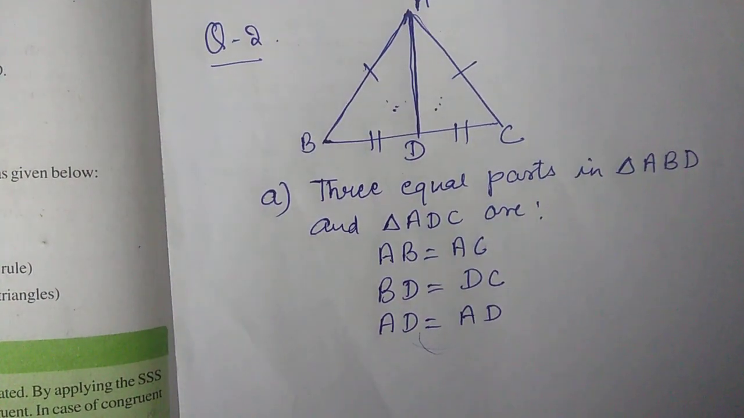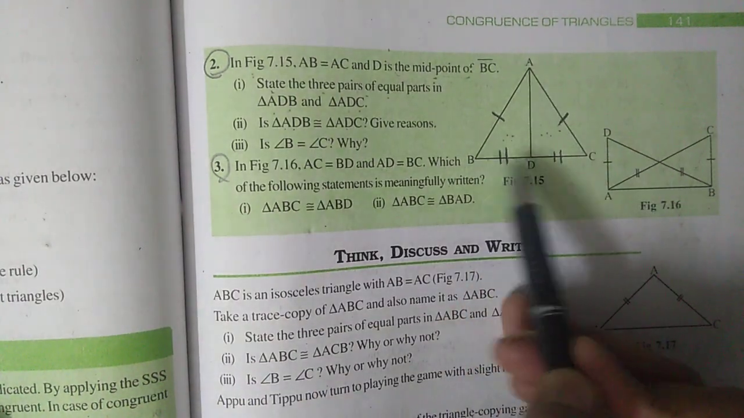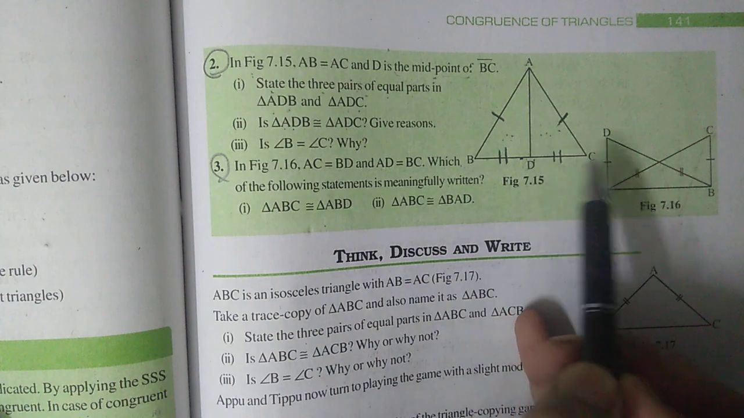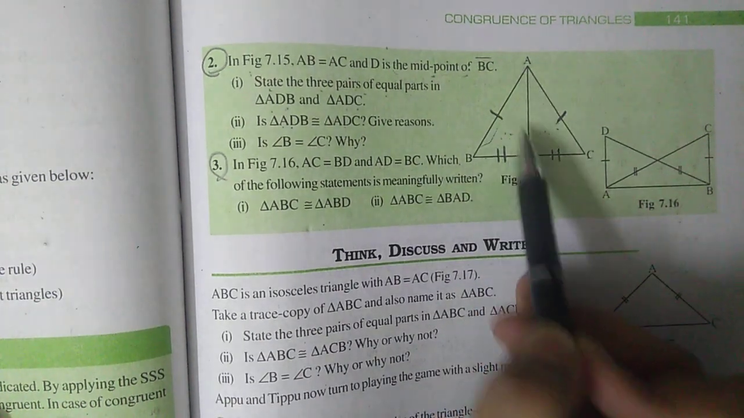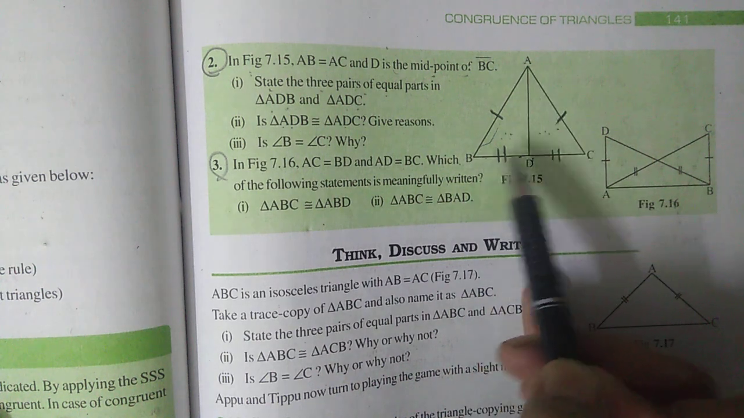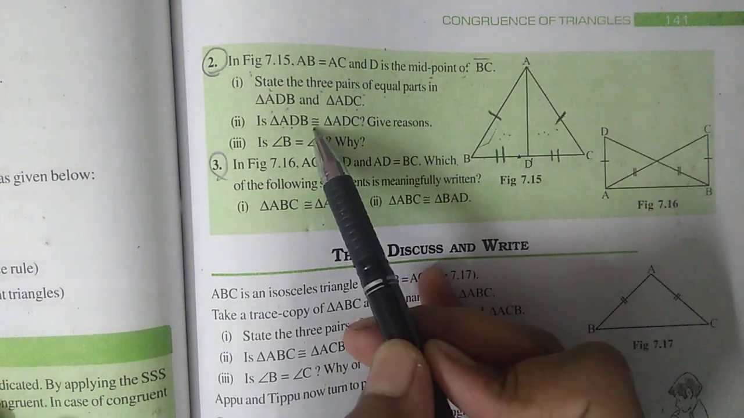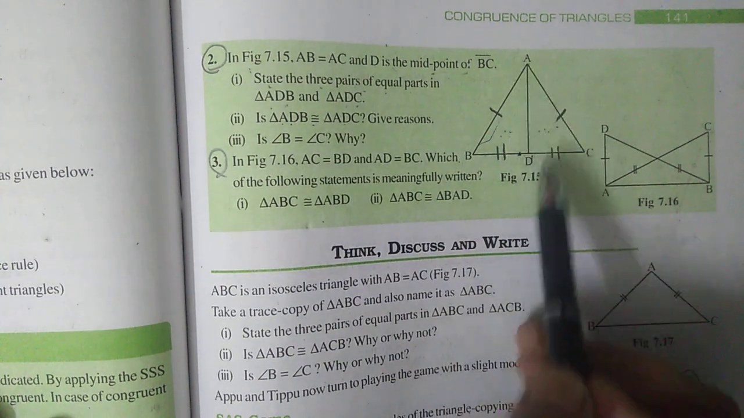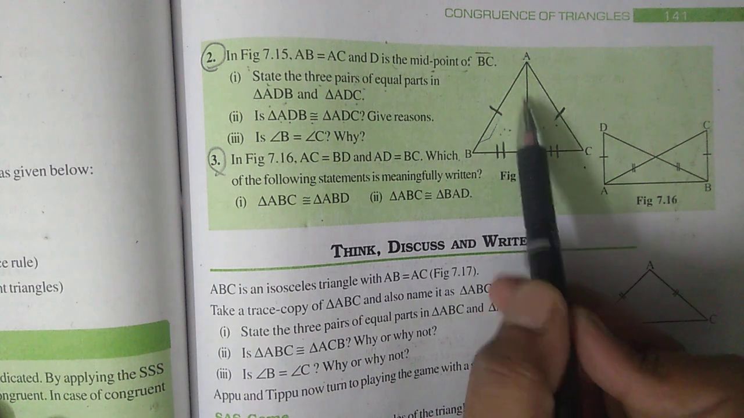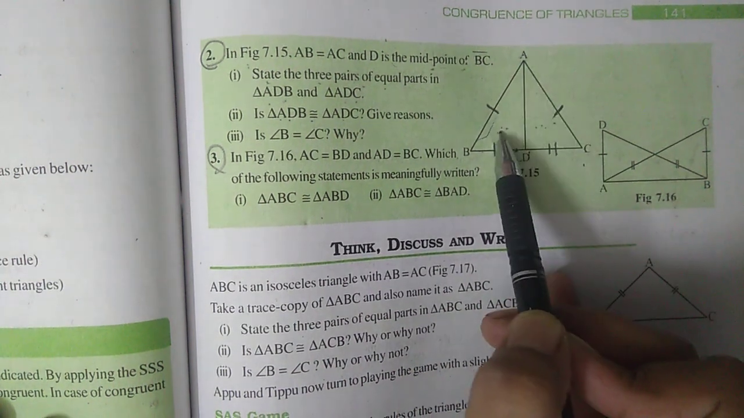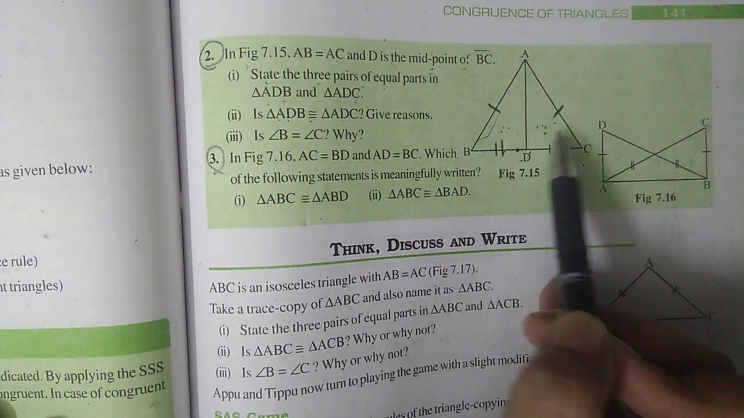Now the second part they are asking is: is triangle ADB congruent to ADC? Give reasons. Now they are asking, is this first triangle ABD, or you can read it as ADB, congruent to triangle ADC? So yes, they are congruent. How are they congruent? Because all the three sides of this triangle are equal to all the three sides of this triangle. So they are congruent.